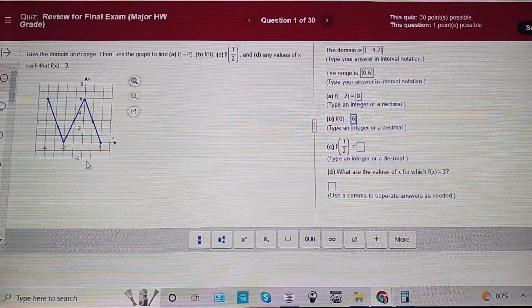And then for 1/2, we might have to estimate this, but here is 2. This would be 1. 1/2 would be about right there. And I'm guessing they wanted it to come out exactly, so maybe it doesn't look like that's exactly halfway across, but I would assume they meant it to be. Because otherwise there's no way to tell. If it wasn't exactly 1/2, if it was like 1/2 point something, it would be impossible to tell from the eyeball.